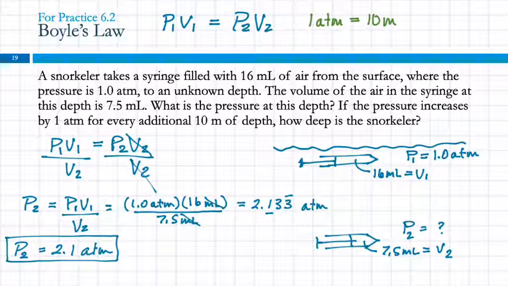I have to be a little bit careful though, because at the surface I already had 1 atmosphere. So going down, I've had an increase of how much? Down here, it's 2.1. What's the difference between those? 1.1. I've had an increase in pressure of 1.1 atmospheres. I get 1 atmosphere of increase for every 10 meters.